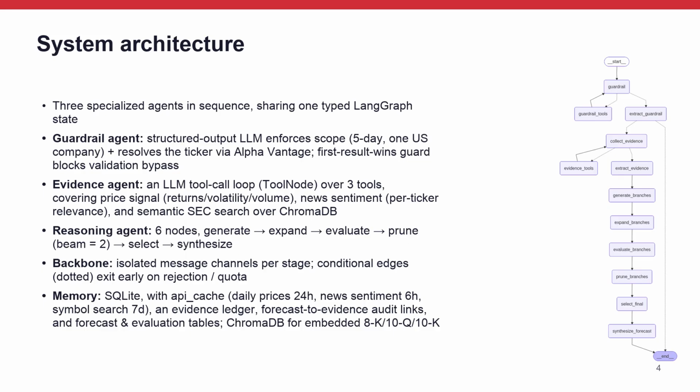Second, it's an evidence ledger and audit trail. Every piece of evidence the system pulls is written to an evidence table, and a separate link table ties each forecast to the exact evidence rows it used, so any forecast is reproducible and traceable straight back to its sources. Third, it persists the forecast runs themselves, plus a separate evaluations table that my backtester reads and writes. So SQLite here isn't just a cache.